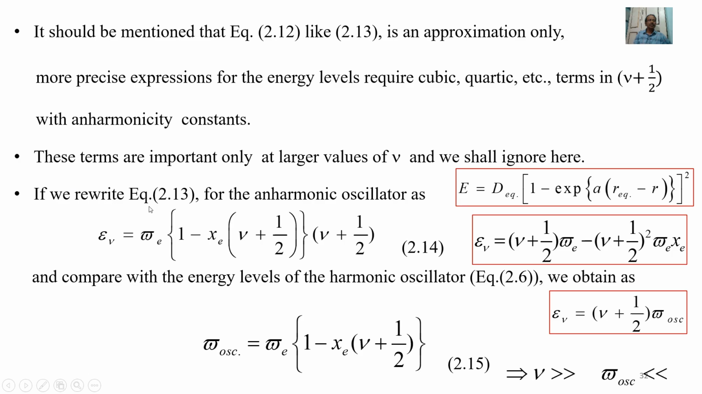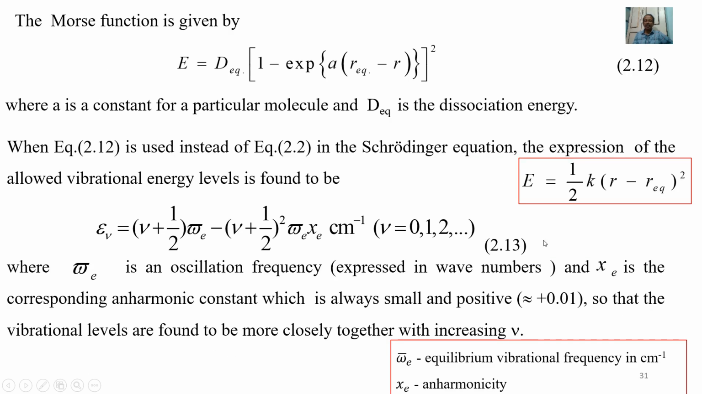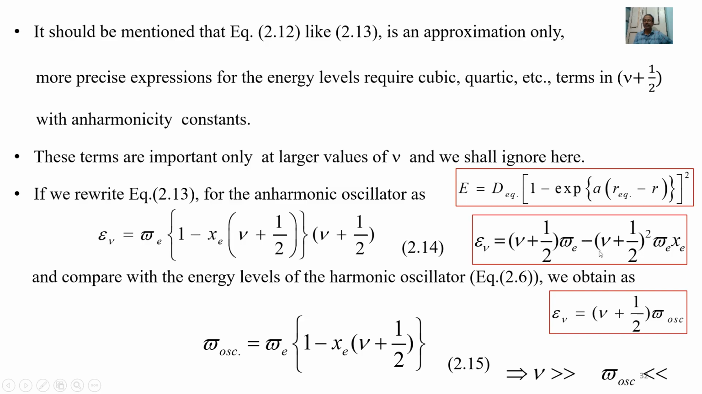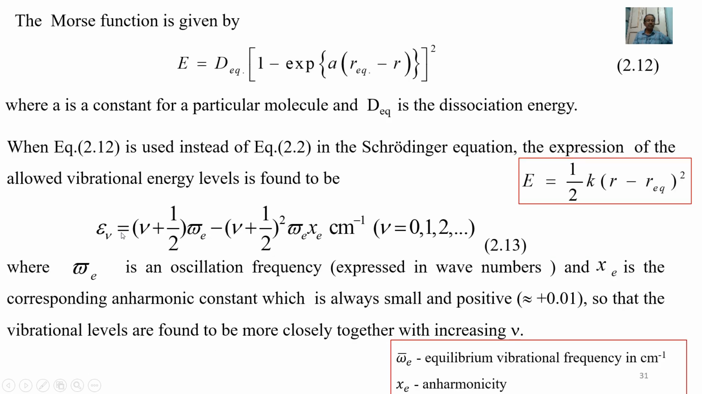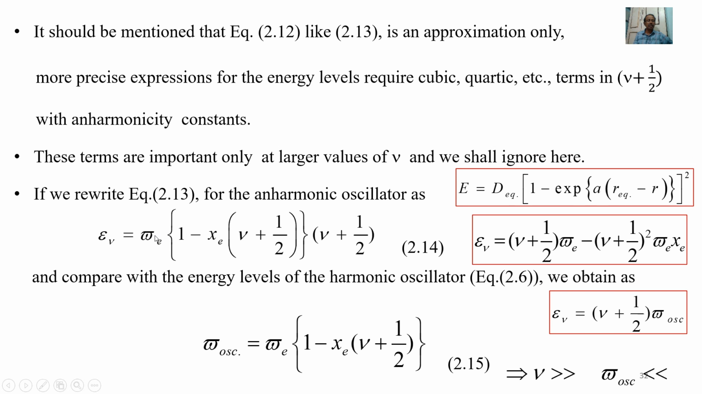So if you rewrite equation 2.13 for the anharmonic oscillator, we know already equation 2.13 is given as this. Now I can pull the common term nu plus 1 by 2 out. The remaining terms we have written as E nu, which is nothing but the vibrational energy level, equal to omega bar E times 1 minus Xe times nu plus 1 by 2, multiplied by nu plus 1 by 2.